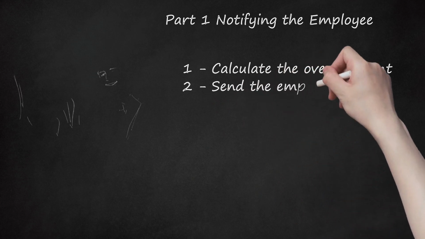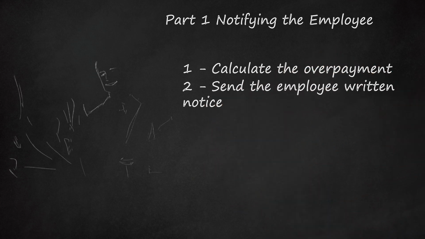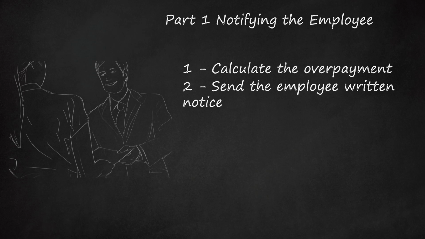2. Send the employee written notice. Once you know the exact amount the employee was overpaid, give the employee a letter stating that they were accidentally overpaid and providing a calculation of the amount the employee owes you. Write a brief letter in business format stating that according to your records, the employee was overpaid. List the specific amount as well as the dates of the paychecks that included an overpayment.